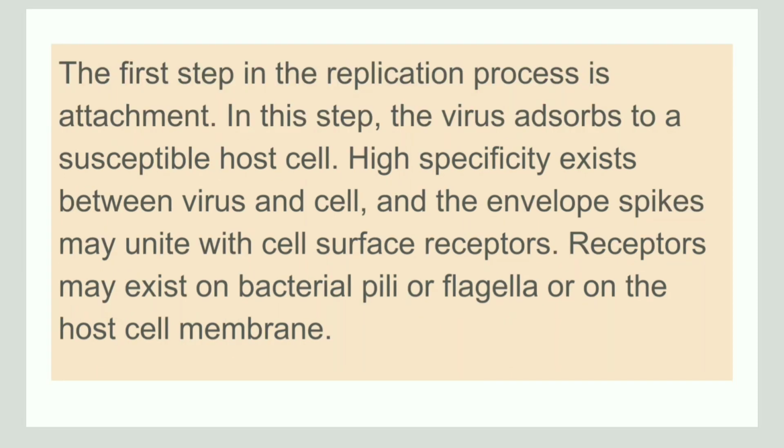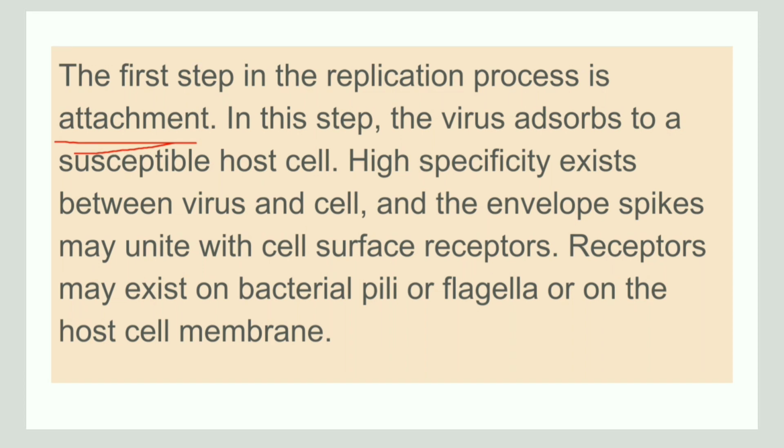Now let us discuss the first step of replication. The first step of replication is attachment. In this step, the virus goes and attaches to the surface of the host. In this attachment, there is specificity. The envelope spikes get united with the surface receptors, that is, the receptors present in the pili or flagella of a bacteria, or present on the host cell membrane. So the spikes get united with the surface receptors of the cell, and hence the attachment is done.